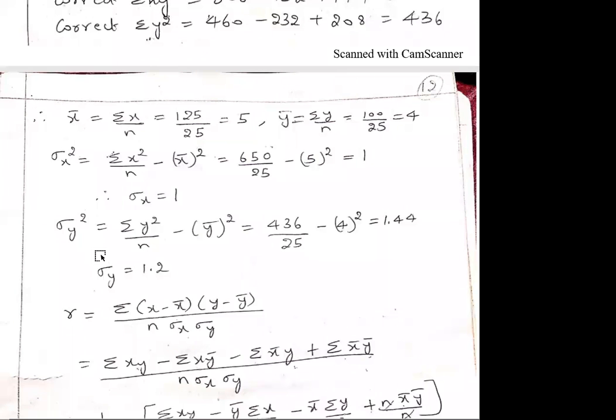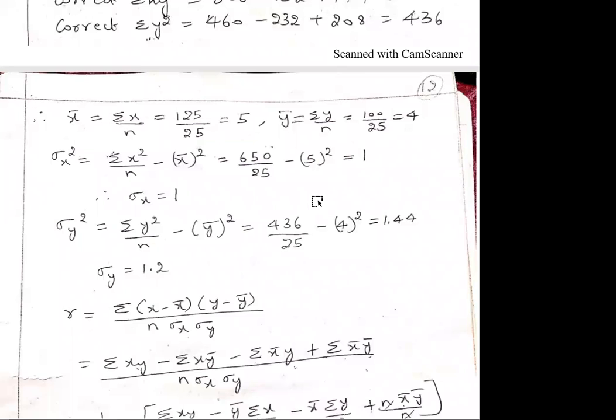Sigma y square, on the same line, is summation y square by n, which is 436 by 25 minus y bar, which is 4, whole square. Type this in your calci and you'll get the answer as 1.44. I need sigma y, so take the square root of this, which is 1.2.